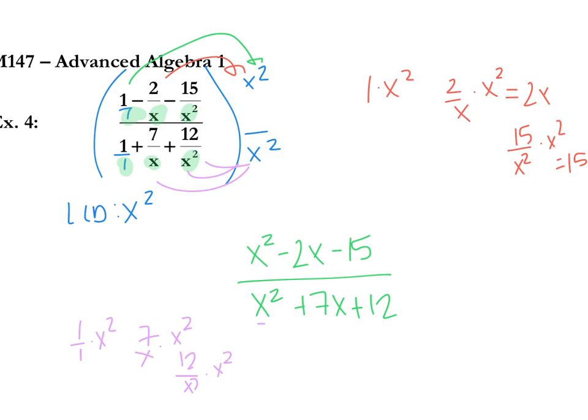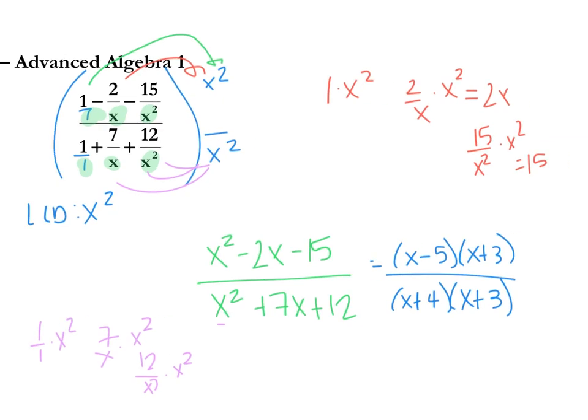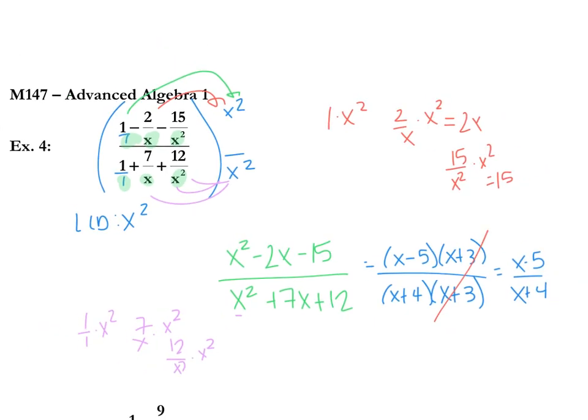So now we have just a fraction and not a complex fraction. So we can go ahead and factor this. So x minus 5, x plus 3, all over x plus 4 times x plus 3. And hopefully you notice that we do have two things in common. We have a set of parentheses. So we cancel those out, and I'm left with x minus 5 over x plus 4. Okay, so find the least common denominator of everything, and then go ahead and multiply, and then just simplify, factor and simplify.